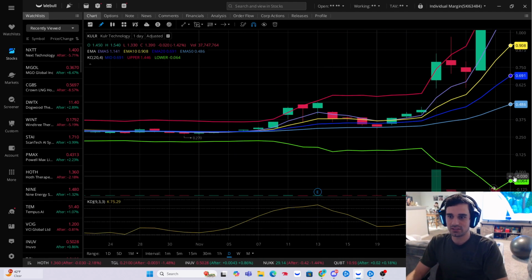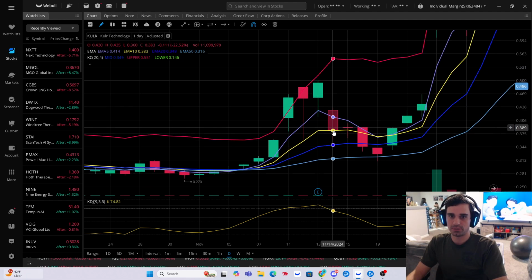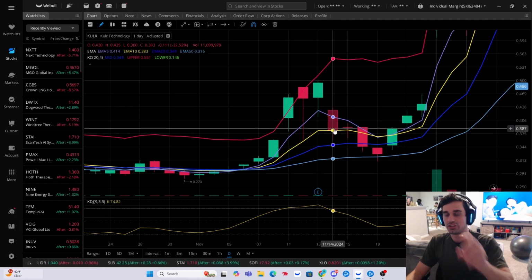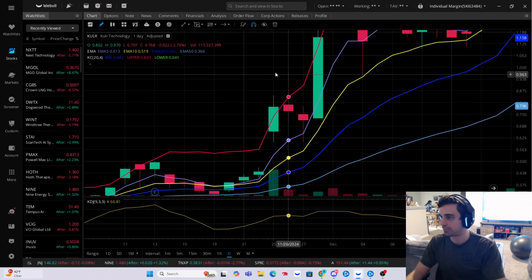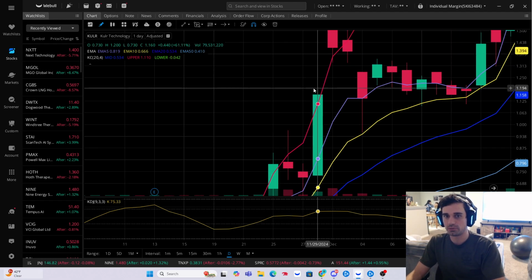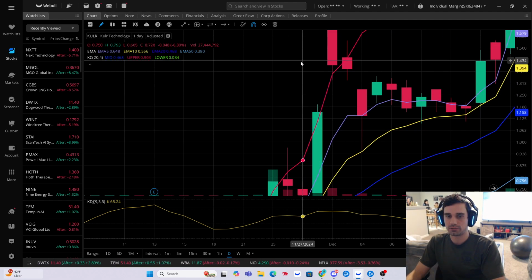So if I see this right here, for example, touch the 10 and goes up and goes back to the 10, I don't play it. The only time you play the 10 and the 50 again is if we retouch this upper Keltner channel. So then I'm like, okay, back to bullish, and you can see this massive up Keltner channel being touched.